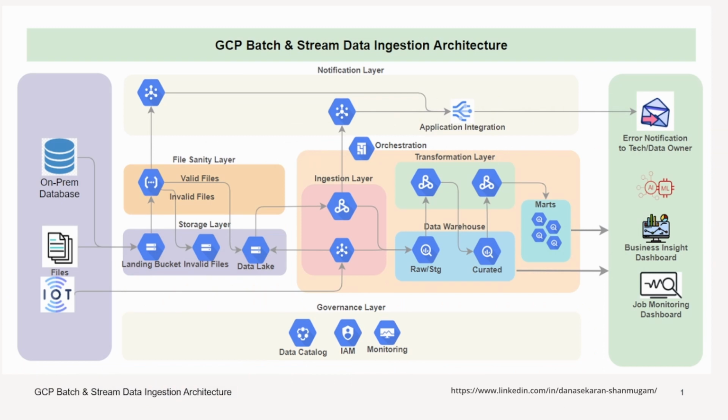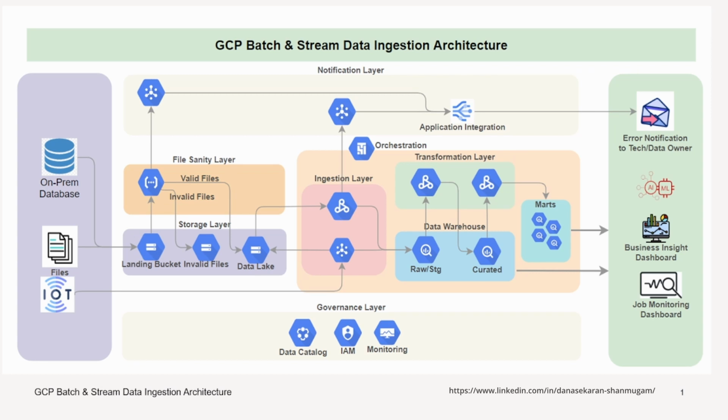In today's demo, we are going to see how to ingest the manual file into Google BigQuery. Here, the user will copy the file into the landing bucket. Once the file lands here, a function will automatically trigger and do the sanity check, and then copy the valid file into the data lake and the invalid file into the invalid bucket.